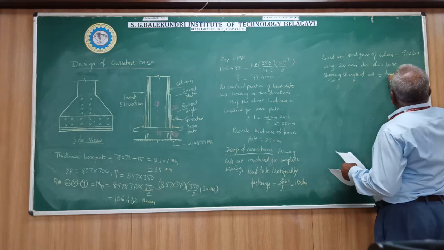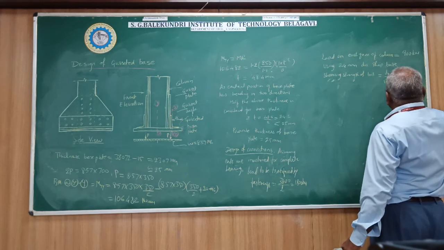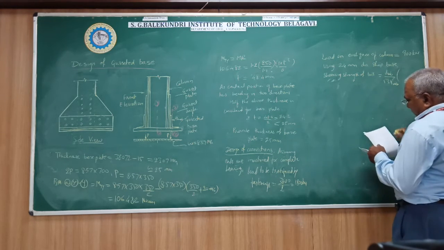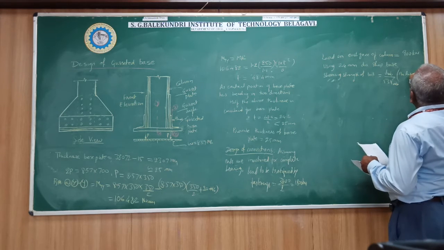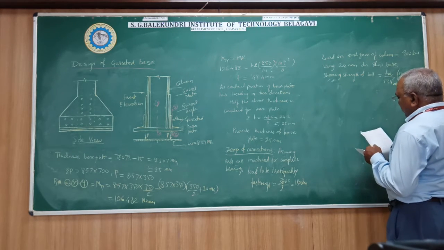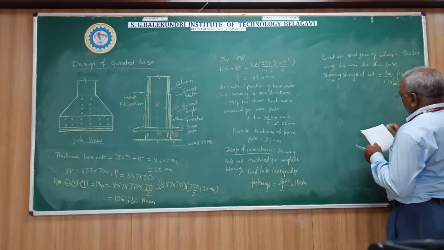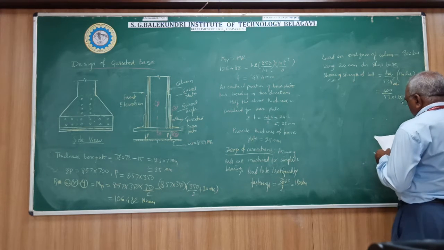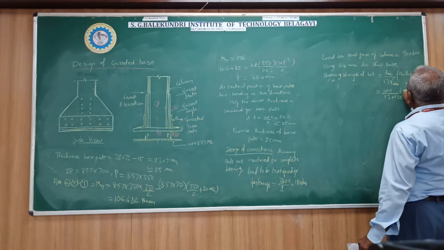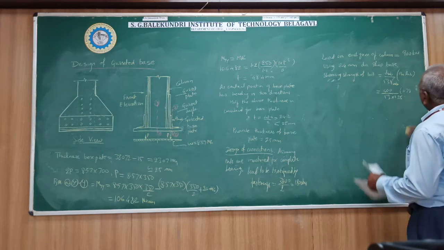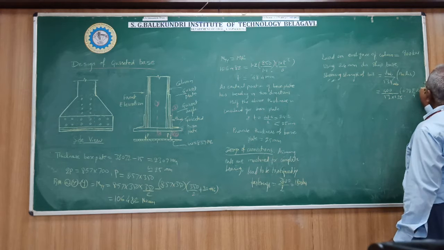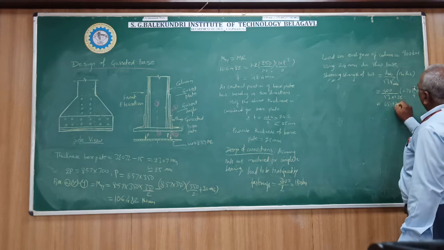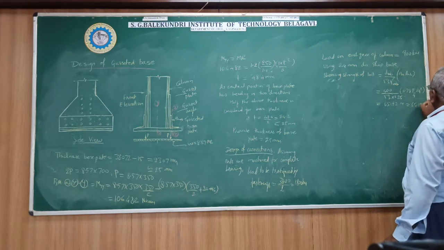FUB divided by root 3 into gamma MB into nn into Anb. So this is equal to 400 divided by root 3 into 1.25 into 0.78 pi by 4 into d square. So this comes out to be 65192 newtons or 65.192 kilonewton.